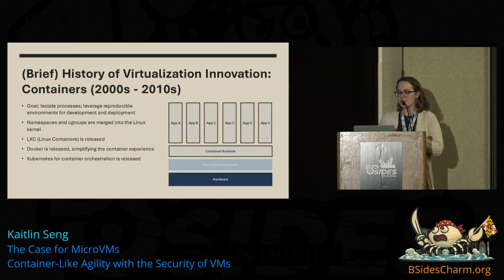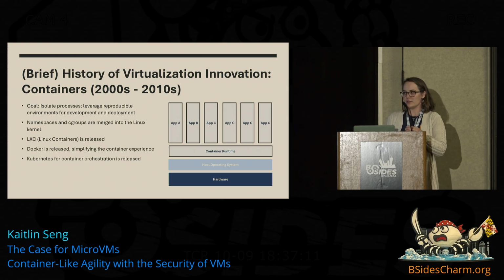Okay, and then we saw another leap in innovation with containers in the 2000s, 2010s time period. The goal here was to sort of isolate processes and have reproducible environments for development and deployment. You could create your container locally and then deploy the exact same thing on the cloud. What enabled this leap in innovation was that namespaces and cgroups were merged into the Linux kernel.